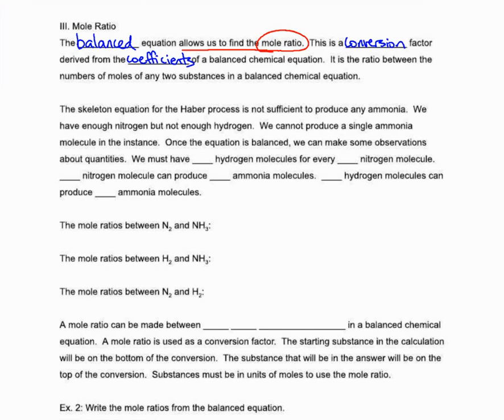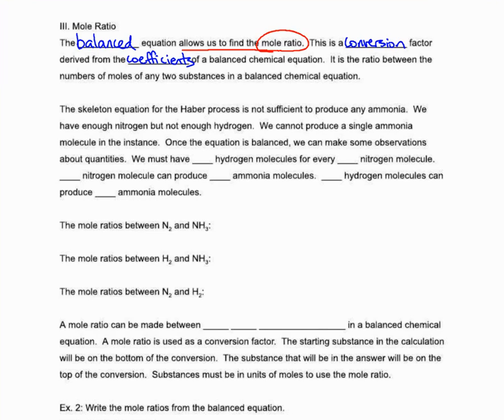This is where that balanced equation or that recipe becomes absolutely important. So this is the ratio between the numbers of moles of any two substances in the balanced chemical equation. If you look at the skeleton equation for the Haber process, it's not a sufficient recipe to produce any ammonia. There's just not enough hydrogen. We have enough nitrogen, the hydrogen's insufficient. We can't produce a single ammonia molecule.